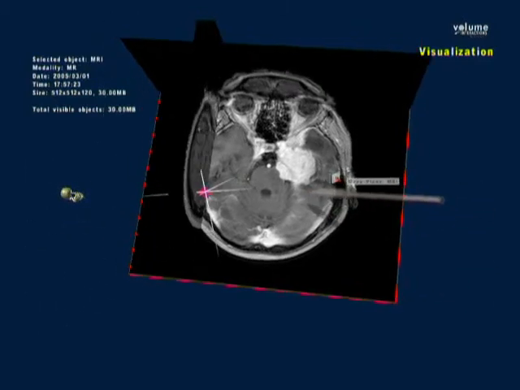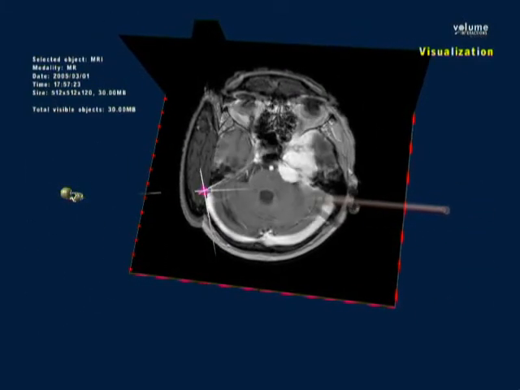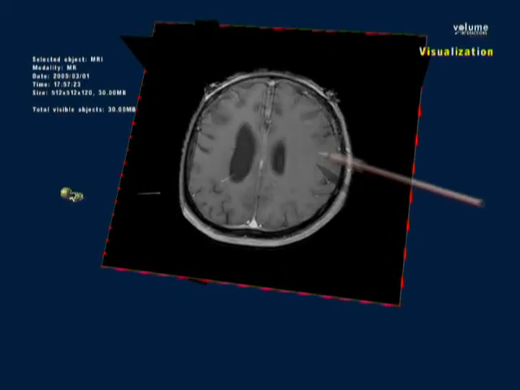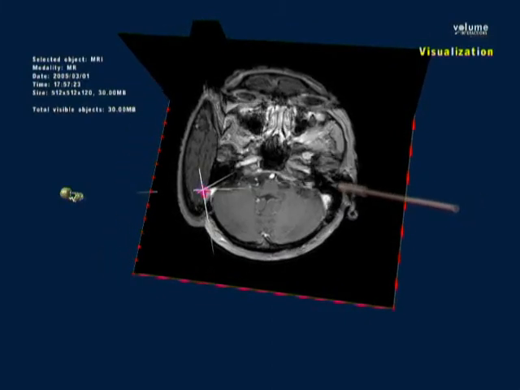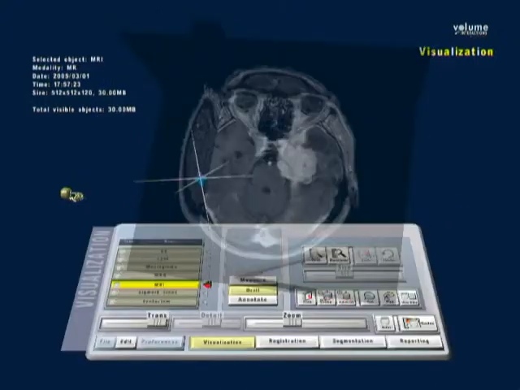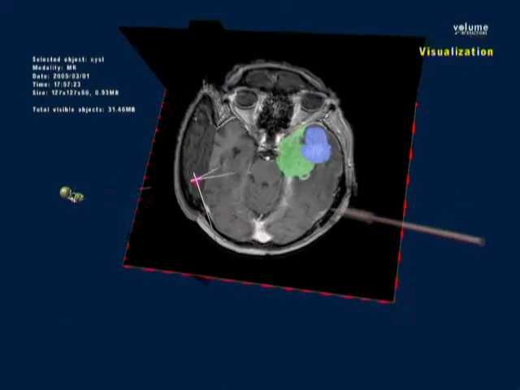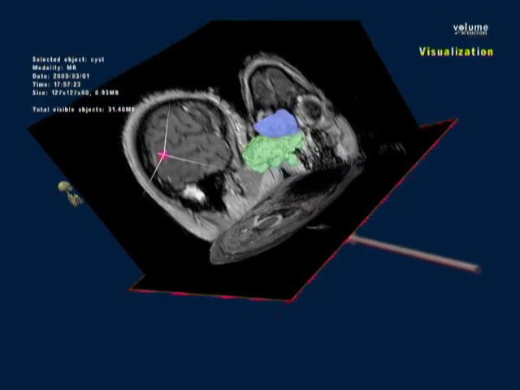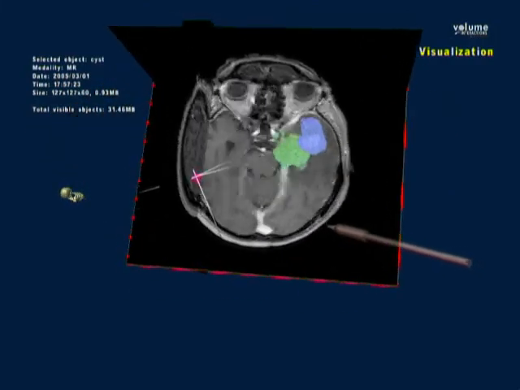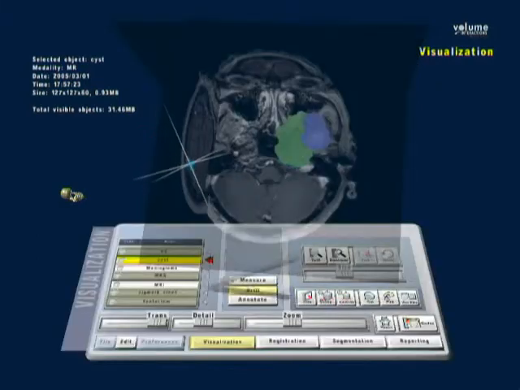This is a case of a large right-sided skull-base meningioma extending from the middle cranial fossa posteriorly over the petroclival edge with a small infratentorial portion. You can see the MRI now and the meningioma in green and a temporal lobe cyst in blue.